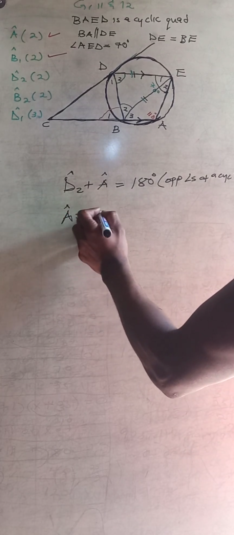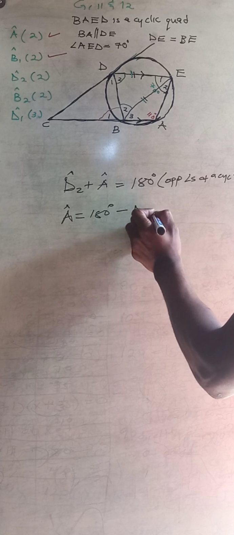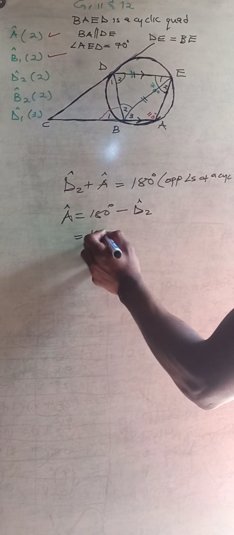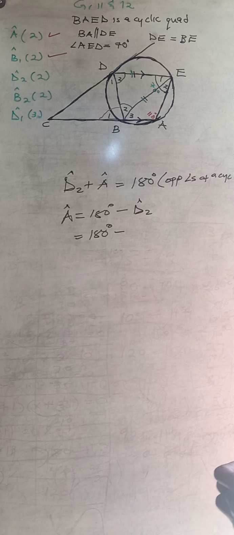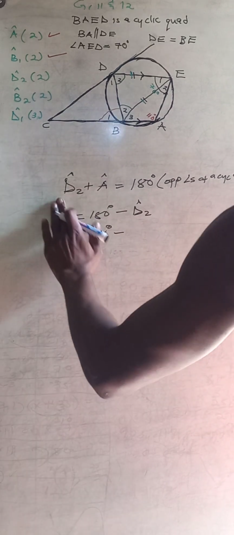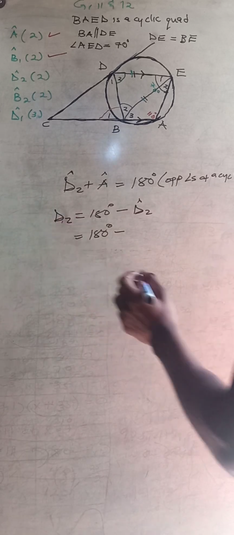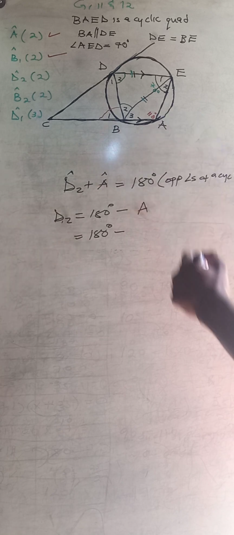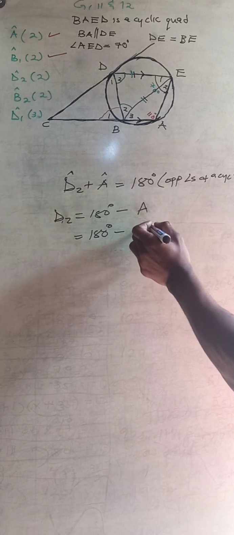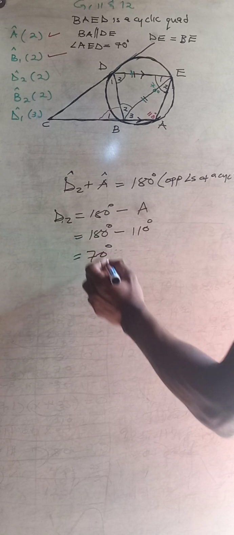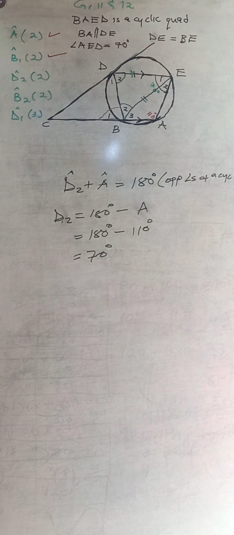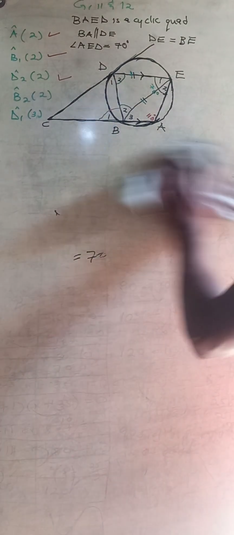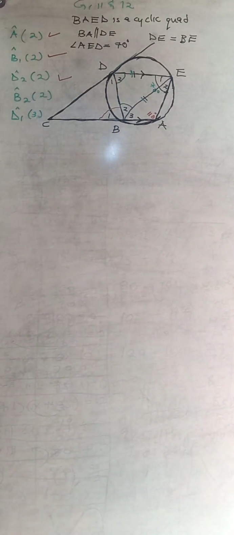So angle A is equal to 180 degrees less angle D2. Sorry, excuse me, we are looking for D2. So D2 will be 180 degrees less A, right? And then we got A as 110 degrees. Therefore, D2 will be 70 degrees. The reason is that they are opposite angles of a cyclic quadrilateral, angle D2 and angle A. So we're good.